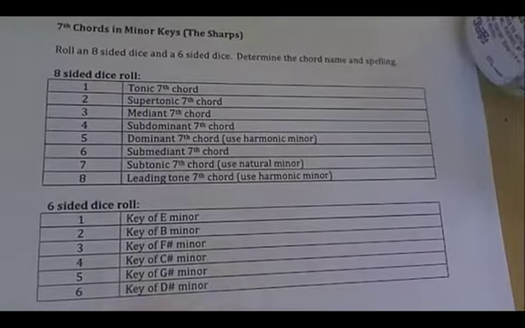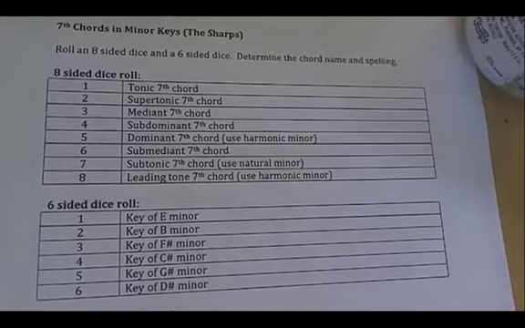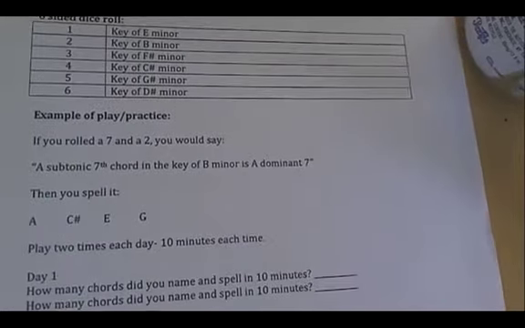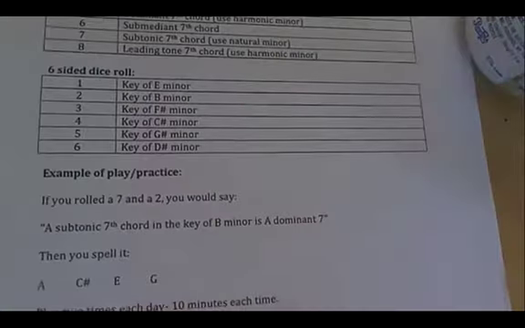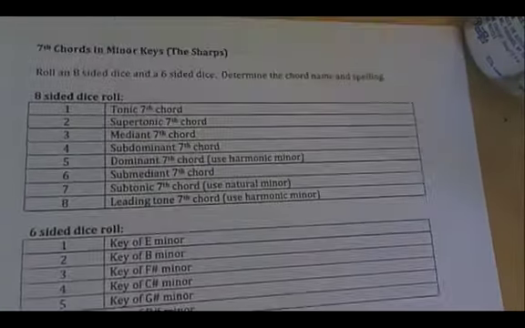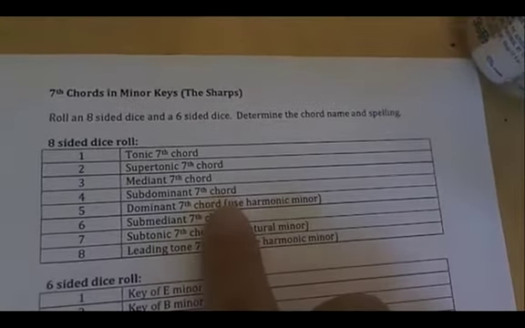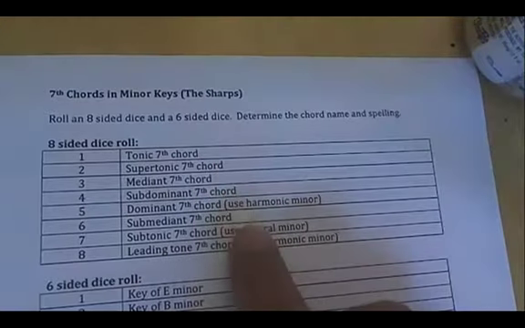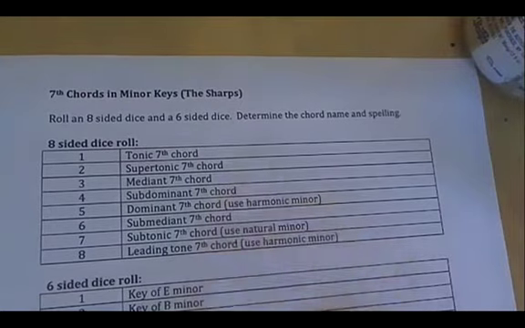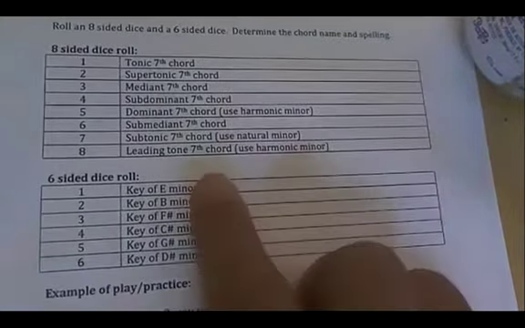So this is a video to take you through how to do seventh chords in minor keys, the sharps. Notice there are no flat scales, it's limited to this. And the way you play this is you roll an 8-sided dice and it tells you which kind of chord to spell. Then you roll a 6-sided dice and it tells you which of the keys to spell it in.